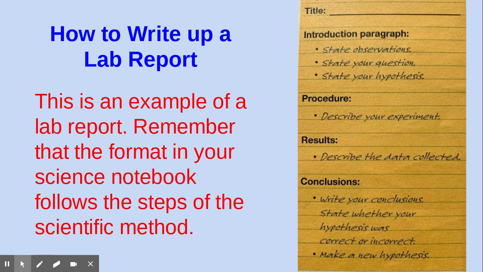Next, you tell of your procedure. Describe your experiment. Remember, Sam was going to watch students and where they walk for 3 days. Next is your results. After you have compiled your data, describe the data that you collected. Finally, write the conclusion. Writing your conclusions, state whether your hypothesis was correct or incorrect, and if you have to, make a new hypothesis. And those are the steps to the scientific method.